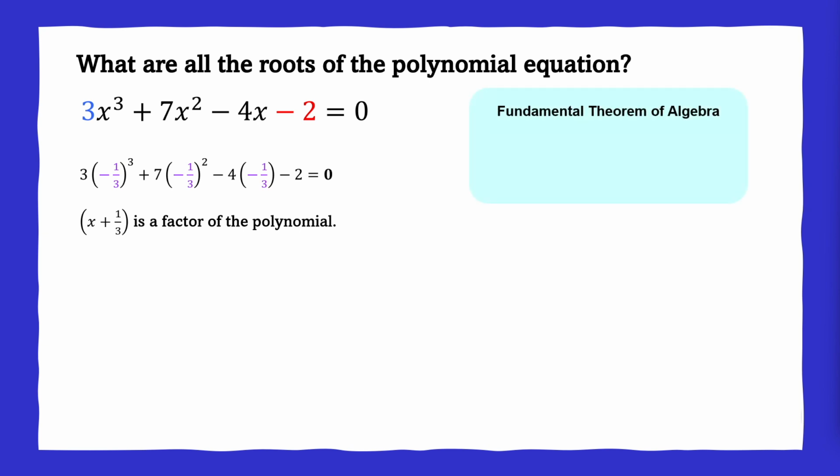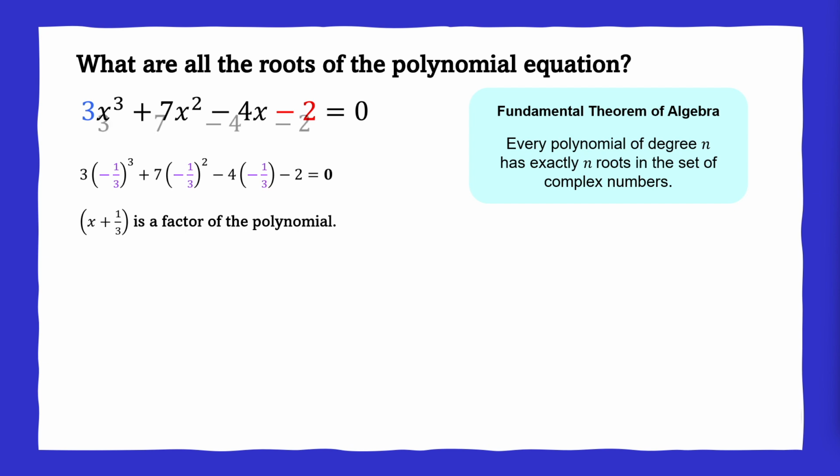The fundamental theorem of algebra states that every polynomial of degree n has exactly n roots in the set of complex numbers. Since the polynomial is degree 3, we expect 3 roots total. We can use synthetic division to divide the original polynomial by the binomial factor x plus 1/3. Use just the coefficients of the polynomial and the 0 of the binomial, -1/3.